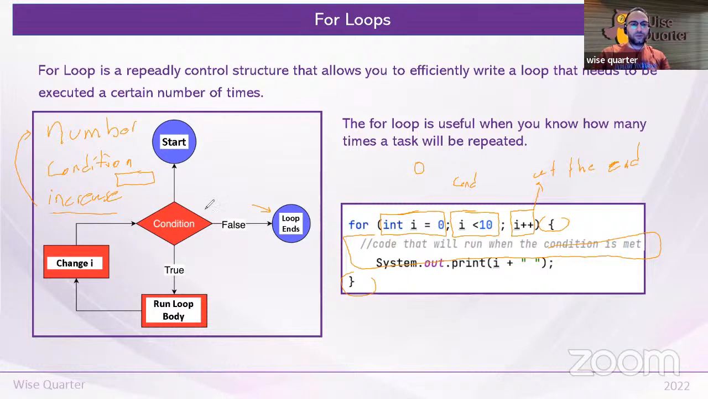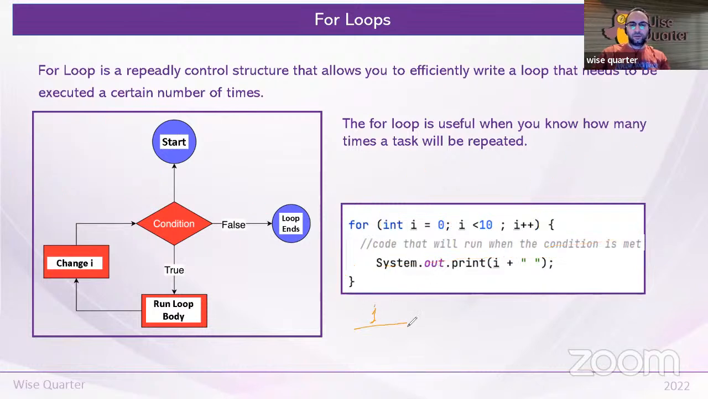This is the increment or decrement. It will increase the value or decrease the value. And here, each time it will increase the value. Starting number, condition, and increment. And this part is the body. Let's see what happens here.